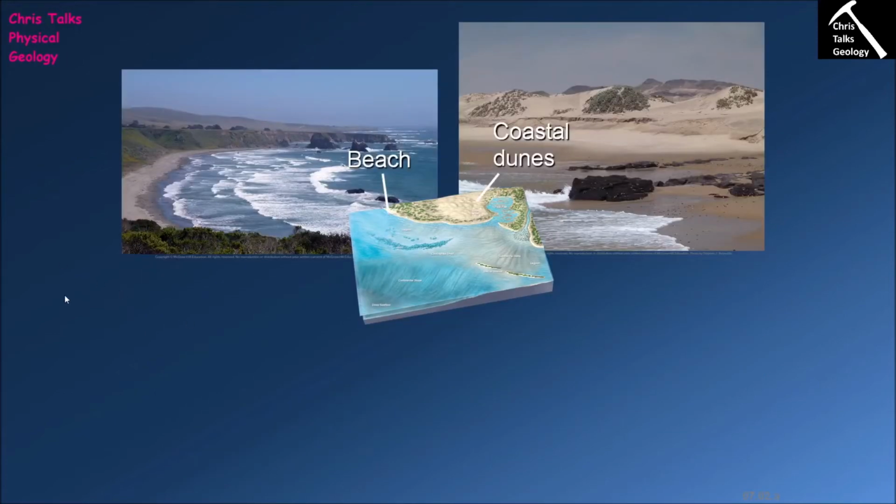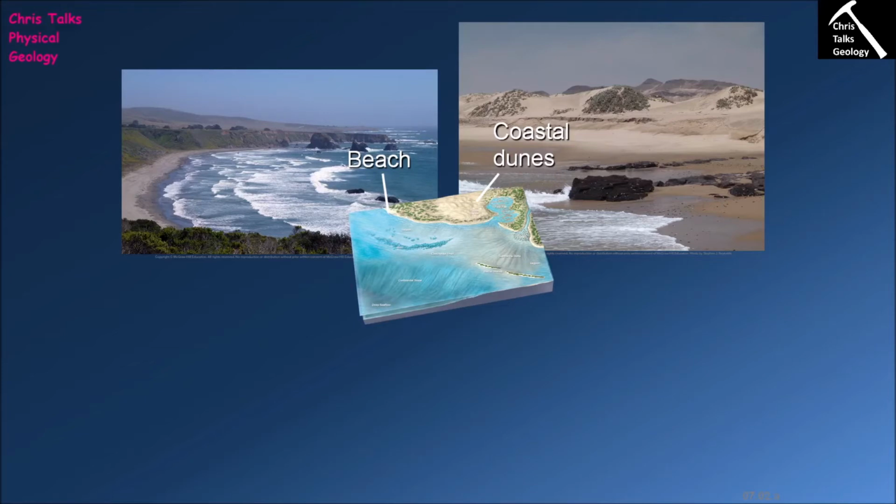So let's start by thinking about beaches and coastal dunes. So we know straight away that the vast majority of beaches consist of sandy material. Now, this isn't always the case though. You can also get beaches that consist of quite pebbly material. Now, the question is, well, why is that? Well, it can be for a couple of reasons.